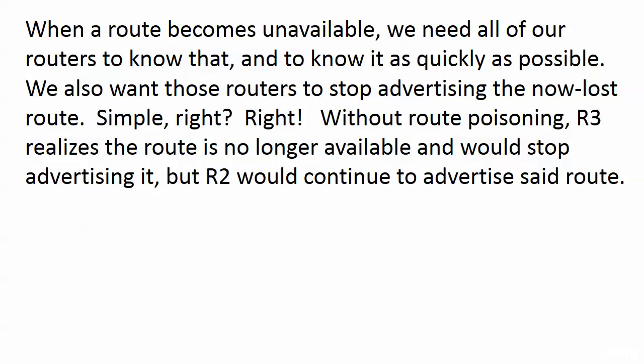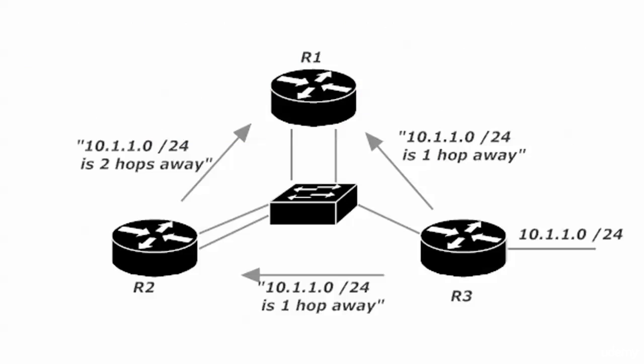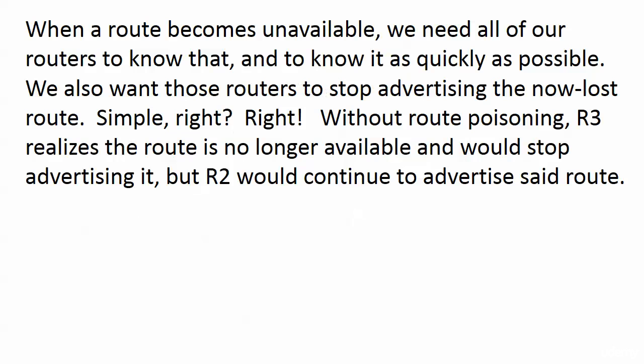And I think you'll agree with me that when a route becomes unavailable, let's take another look at 10.110/24. Let's say that network goes down. Well, when it becomes unavailable, we want all the routers to know about it and to know it as quickly as possible, right? I mean, it makes perfect sense. It's not a trick question. We want that convergence. Router 3 needs to tell them, hey, I don't know where this network is anymore.